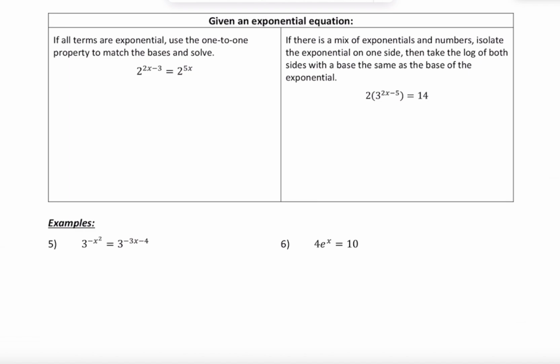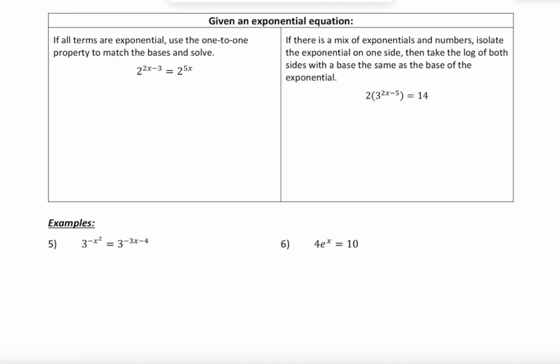Okay, now let's take a look at exponential equations. And again, you've solved exponential equations before. It's just an equation where the x is in the exponent and you're trying to figure out what that x is in the exponent. And so one thing to note is that there's no restriction for what an exponent can be.